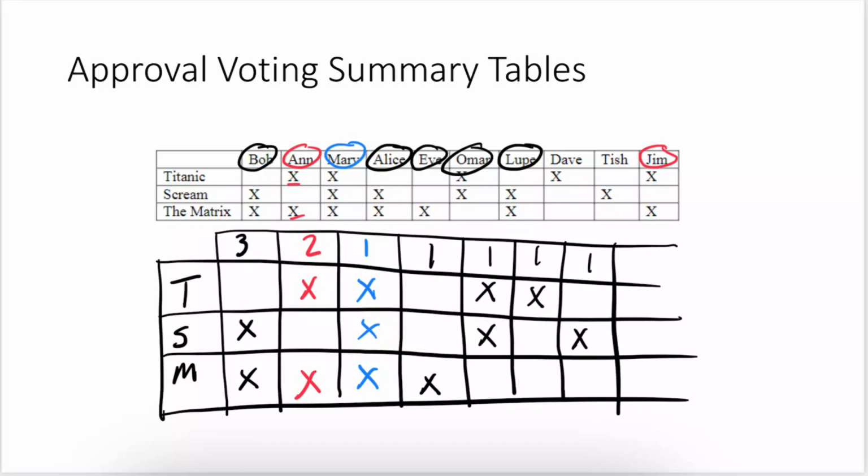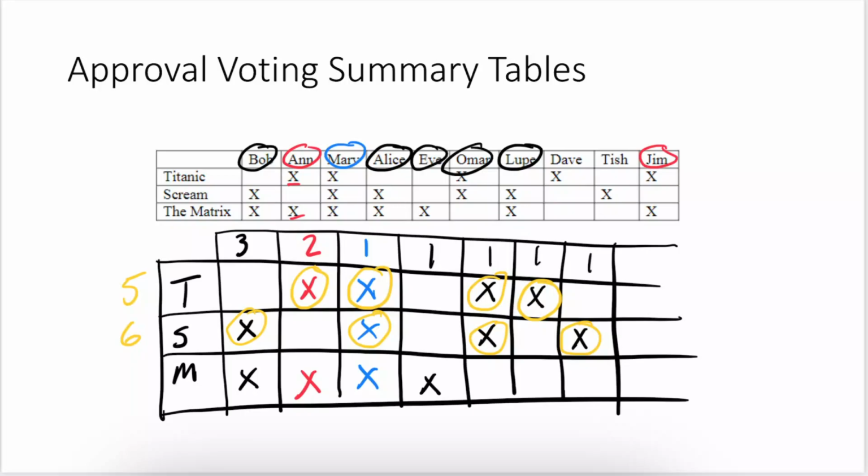And you would still determine the approval vote results in the same way. You would just add up the numbers of how many people had voted each way. So for example, for the Titanic, you would say, well, there were 2 people plus 1 person plus another person plus another person. And that's how you would figure out that the Titanic score was a 5. Or for Scream, you would say 3 plus 1 plus 1 plus 1 would be 6 people who had voted for Scream. And that's how you would use an approval voting summary table.